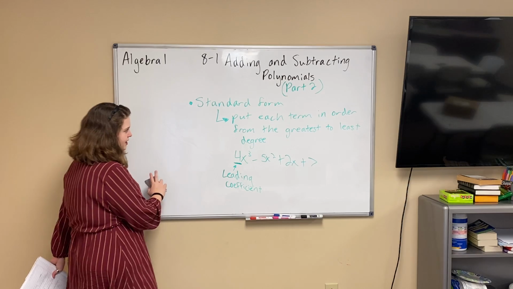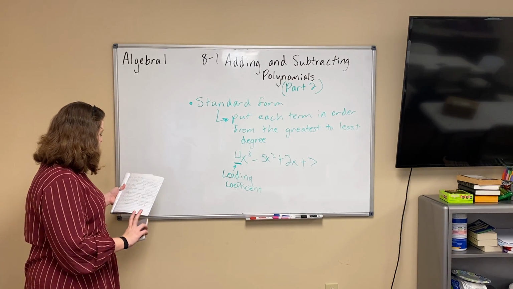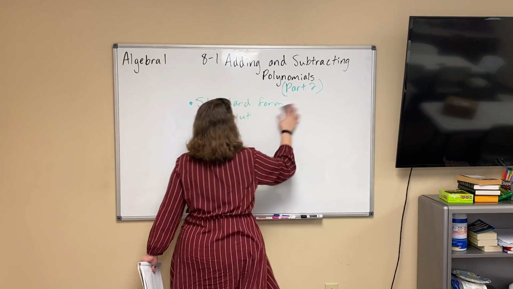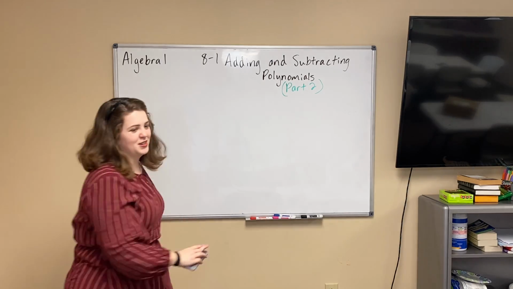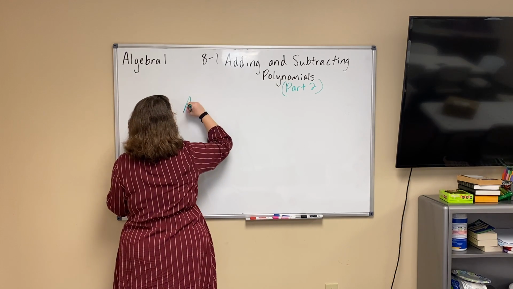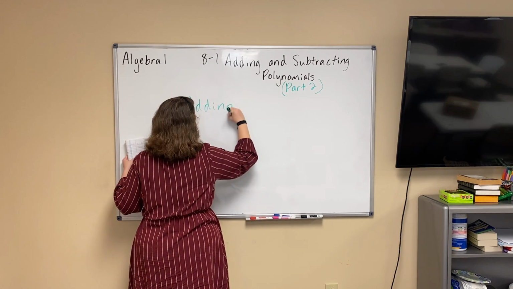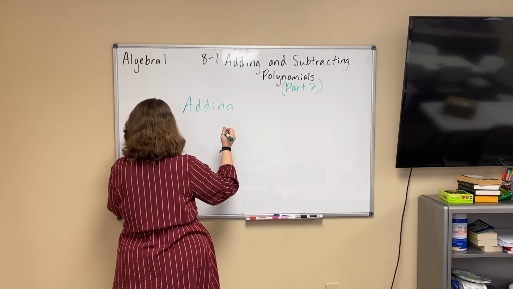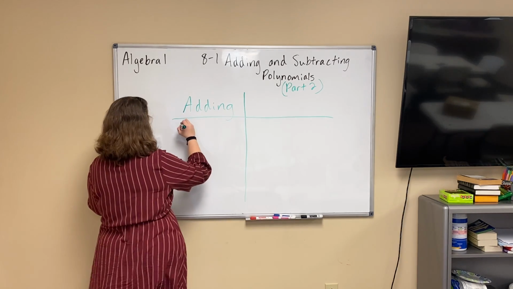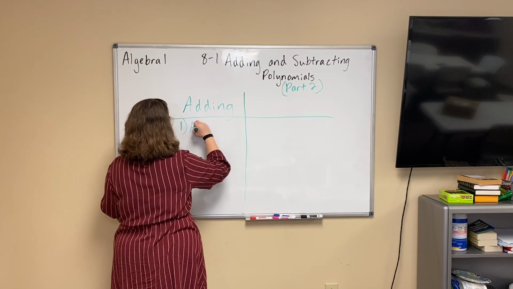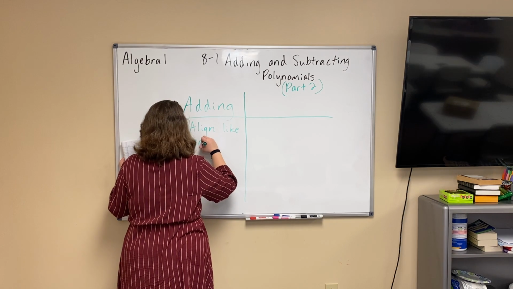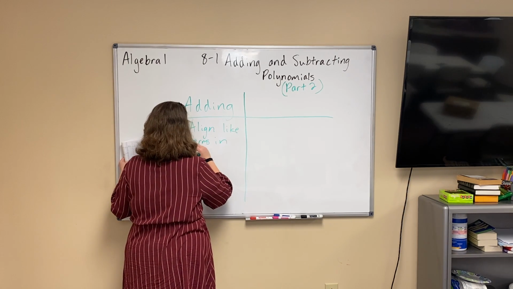Okay, once you put it in standard form, now we're going to talk about what it means to add and subtract polynomials from each other. Finally getting into what our lesson is about, now that we know what polynomials are. So, adding polynomials. I'm going to make a chart to explain it. When we're adding polynomials, our first step is we're going to align like terms in columns.